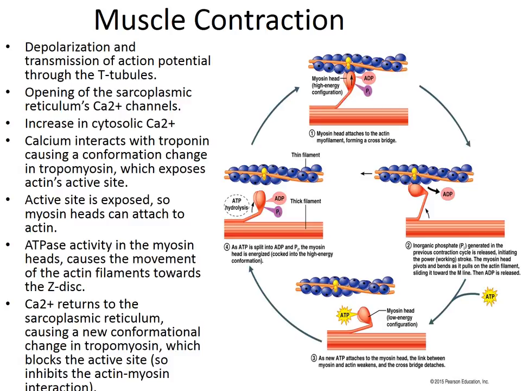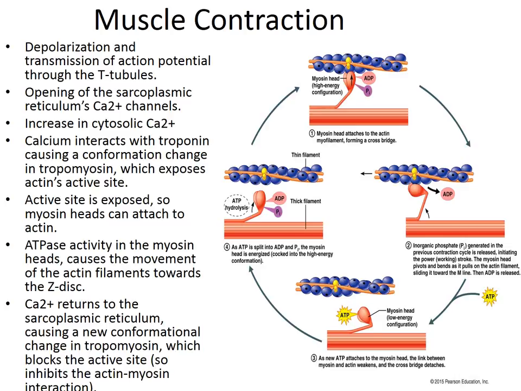The release of ADP plus phosphate from the high-energy myosin head causes the head to pivot and bend as it pulls on the actin filament, sliding it towards the midline. This is called the power stroke and is equivalent to the contraction of the muscle. As a new ATP attaches to the now low-energy myosin head, the myosin head detaches from the actin.